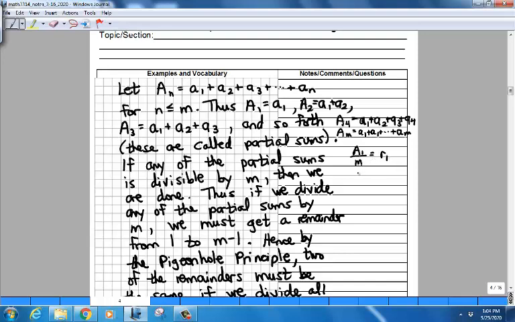And so I'm going to keep doing that. I'm going to take a2, the second partial sum, and divide that also by m. Remember, a2 is a1 plus a2. I'm assuming that's not divisible by m, because otherwise I would be done. So that's going to give me a remainder also. I'm going to keep on doing this. I'm going to divide a3 by m, and assume that gives me some remainder that's not 0, but is not as big as m. And so on and so forth, all the way out to the last partial sum.